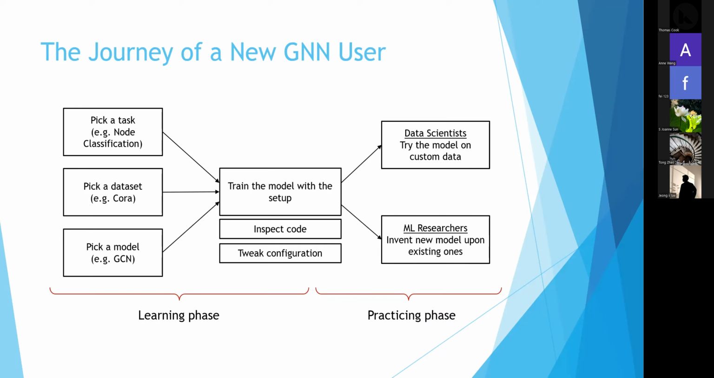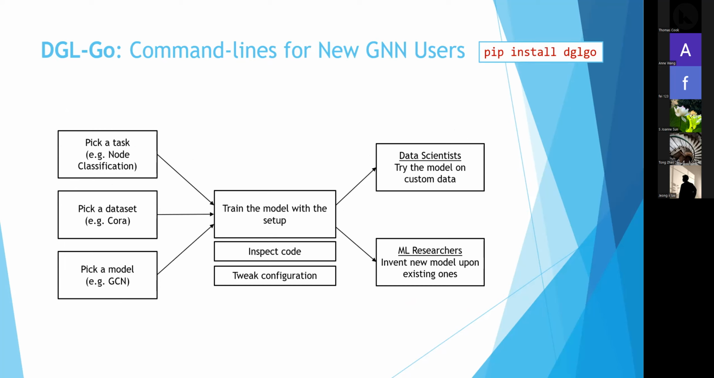So we want to make this onboarding experience extremely smooth. Our solution is called DGL Go. It is a command line interface for new GNN users. Right now, you can just pip install DGL Go. After you install it, what you immediately get is a command called DGL. It's kind of making DGL not only a noun, but also a verb.